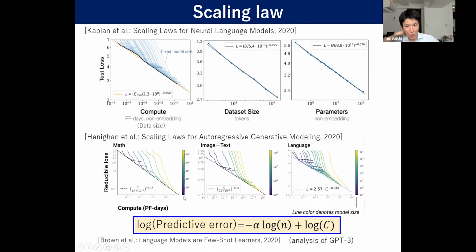More formally, it can be written like this: the log of the predictive error is given by minus some constant times log n plus a constant. The slope is a linear function.